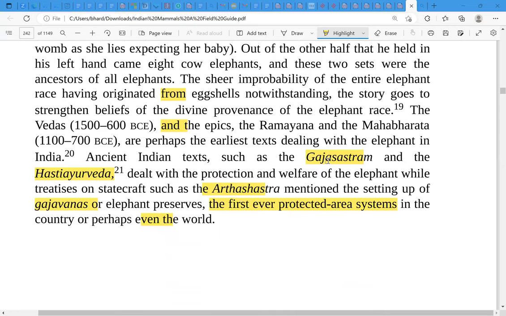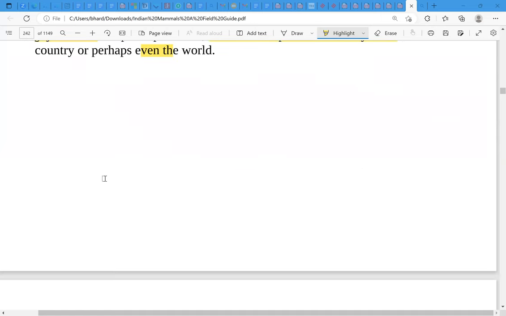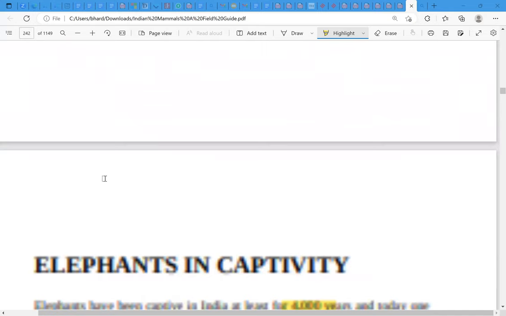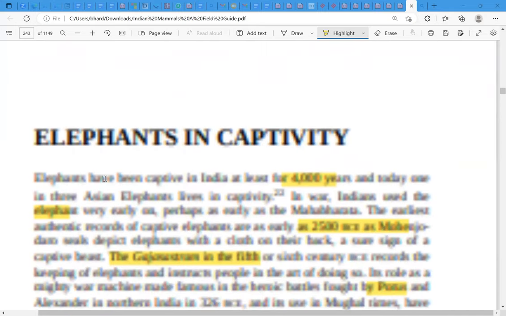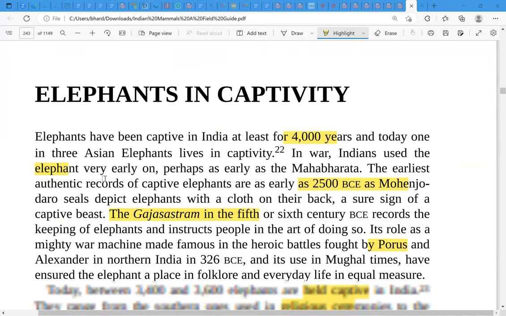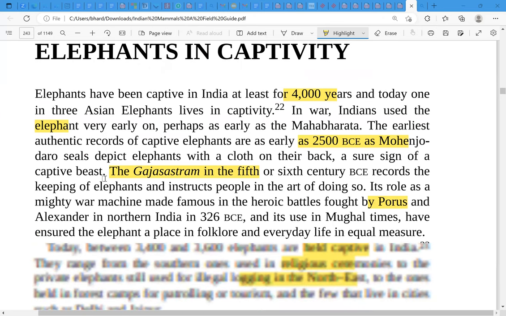and one of the earliest texts dealing with elephants is Gaja Sastram and Hasti Ayurveda. Hasti Ayurveda talks about the protection and welfare of elephants. This is the first treatise ever in the world. Even the Arthashastra mentions Gajavanas, or elephant reserves. So the first ever protected areas in the world, especially in India, were through elephants only. Elephants have been kept in captivity in India for the last 4,000 years, as I just told you, and Gaja Sastram also talks about it.